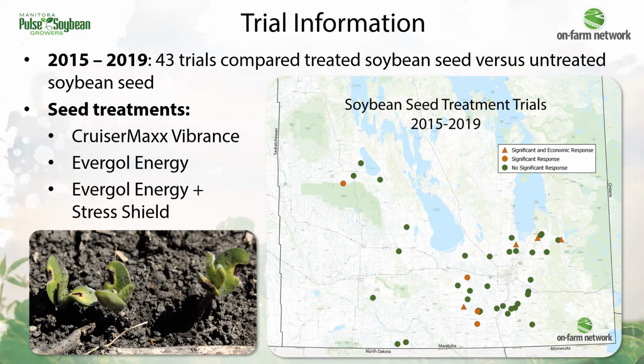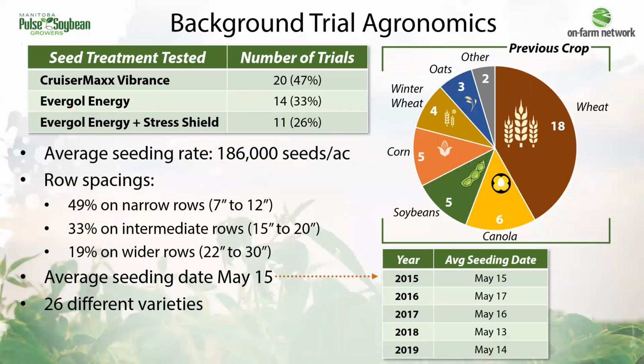Seed treatments tested included Cruiser Max Vibrance, Evergol Energy, and Evergol Energy with Stress Shield included. The top left is the percent of trials that used each of those products. So almost half of them were Cruiser Max Vibrance, and then an even split on whether or not the Evergol Energy had Stress Shield included.